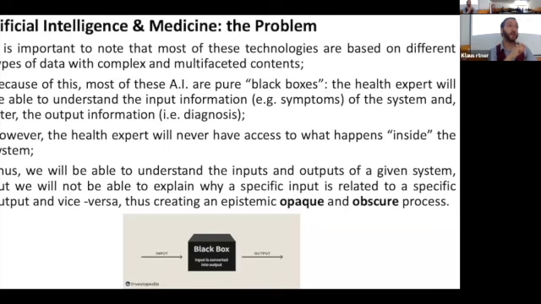But the important point of this general approach to AI is that because we are dealing with so many millions of data, we can say, and a lot of people claim, that all these models are basically black boxes.